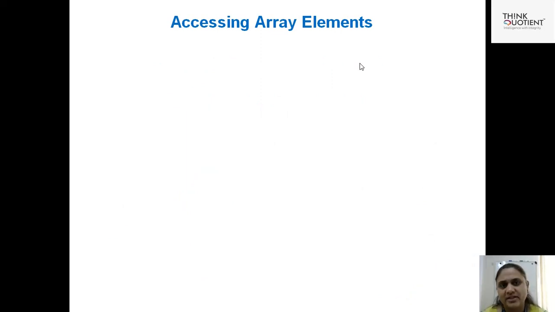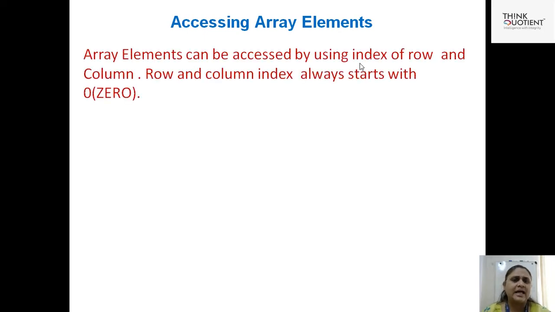Okay, so let's say this. It's a very simple thing. Now, as I have already told you, array index, that is row index and column index, always starts with 0. Both row and column index always start with 0. So if I want to access any element from the array, then I have to specify which row and which column index you want to access. So both row and column index have to be specified.